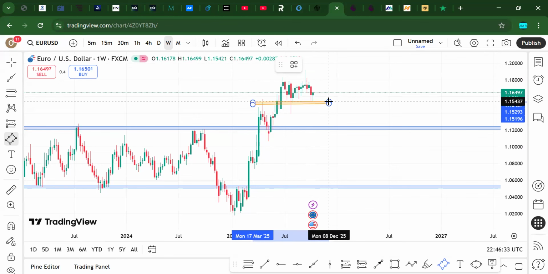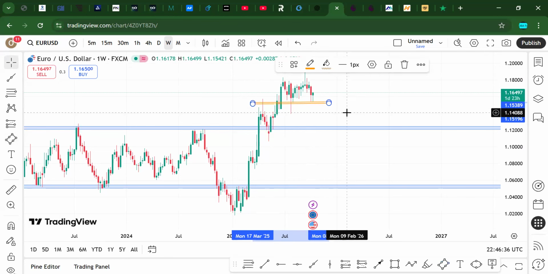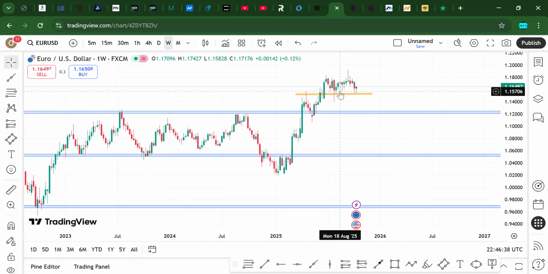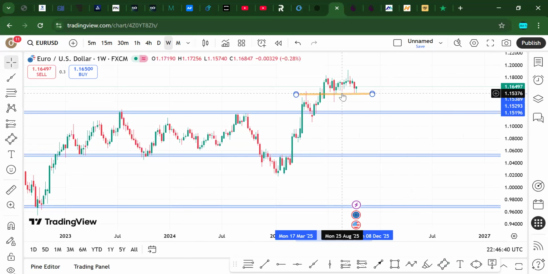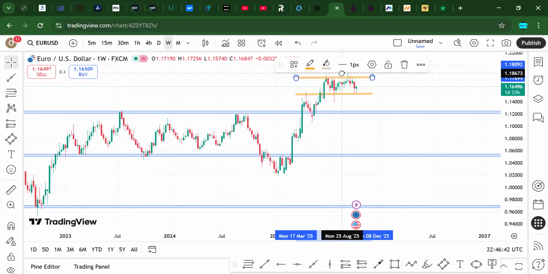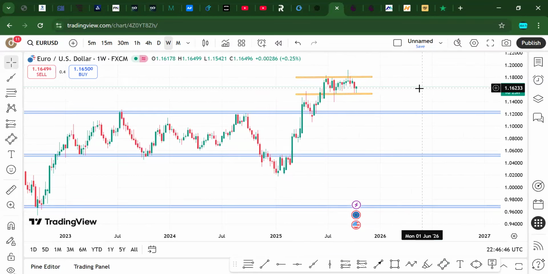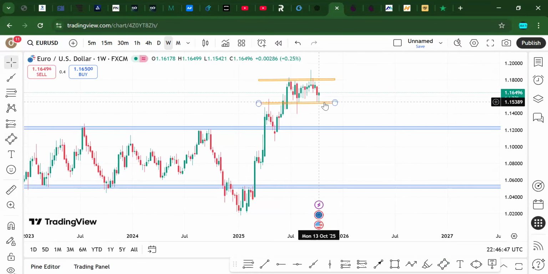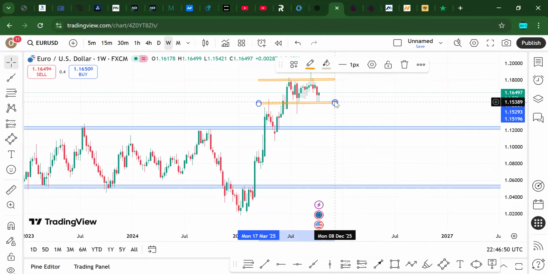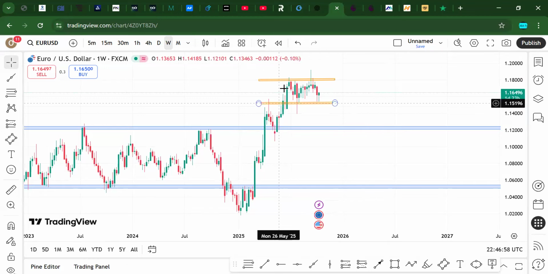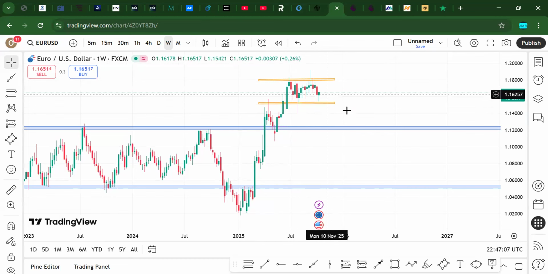Of course, we know that a ranging market is the market moving in a horizontal instead of a vertical direction between a support and a resistance. The simple rule for trading the ranging market is that we buy from the support zone and we sell from the resistance zone. Each candlestick on the weekly time frame represents 1 week. If we were to count the number of candlesticks that we have here, you can see that for a whole lot of weeks, the Euro USD has been ranging.